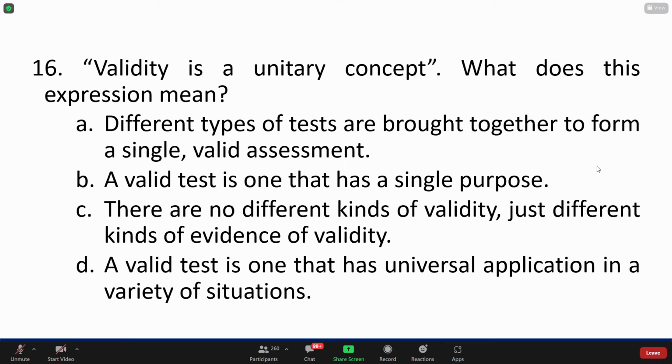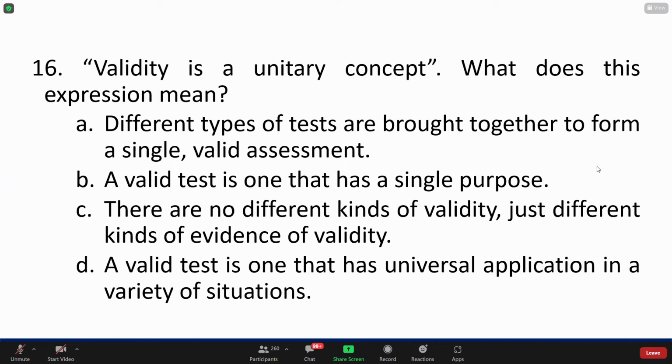Hello po, sir. Hello. Number 16, validity is a unitary concept. What does this expression mean? A, different types of tests are brought together to form a single valid assessment. B, a valid test is one that has a single purpose. C, there are no different kinds of validity, just different kinds of evidence of validity. D, a valid test is one that has universal application in a variety of situations.